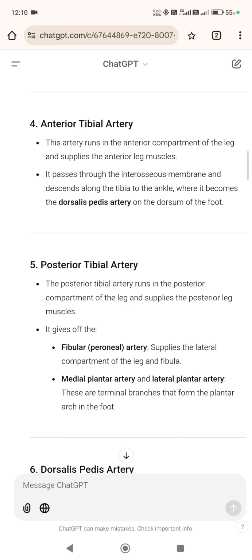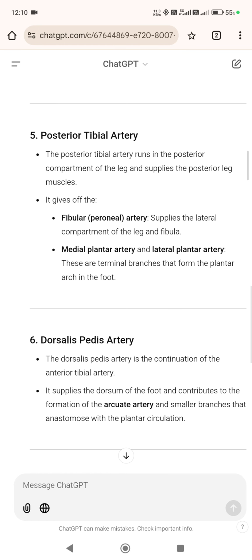5. Posterior tibial artery. The posterior tibial artery runs in the posterior compartment of the leg and supplies the posterior leg muscles. It gives off the fibular (peroneal) artery, which supplies the lateral compartment of the leg and fibula, the medial plantar artery, and the lateral plantar artery. These are terminal branches that form the plantar arch in the foot.